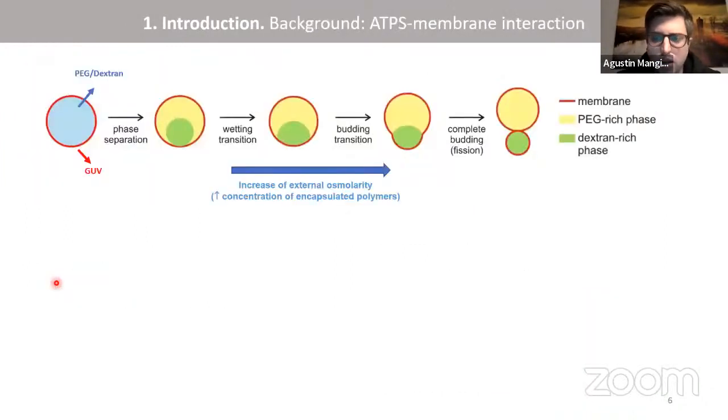And let me tell you some background on what has been done in the lab here before. So here they worked with these giant unilamellar vesicles that inside have a mixture of polymers, PEG and dextran. And this polymer mixture can phase separate when you increase the concentration of these polymers. And the way of doing that inside the vesicle is by increasing the external osmolarity. So the water comes out of the vesicle and the polymer concentration increases, and you can generate phase separation inside the vesicles. And as you can see, if you keep doing this, you can generate some morphological transformations.